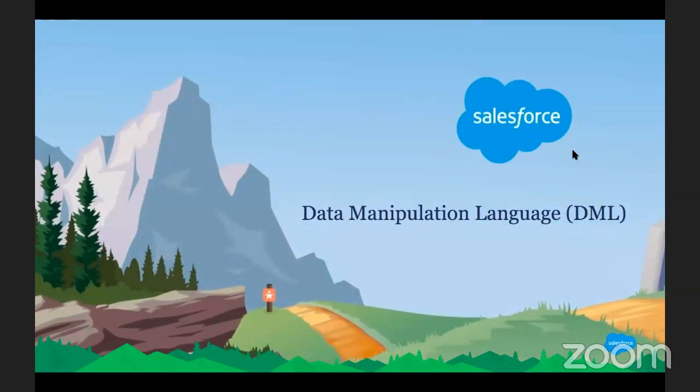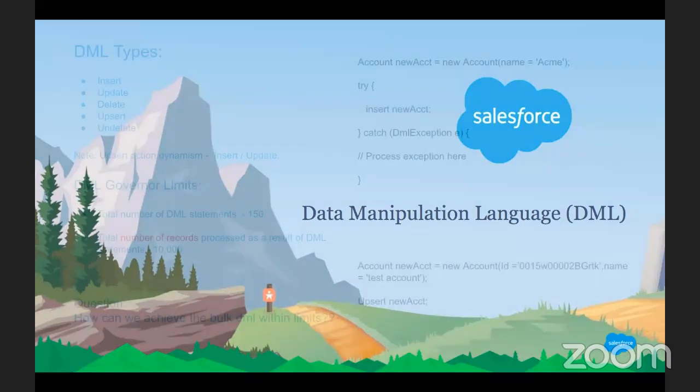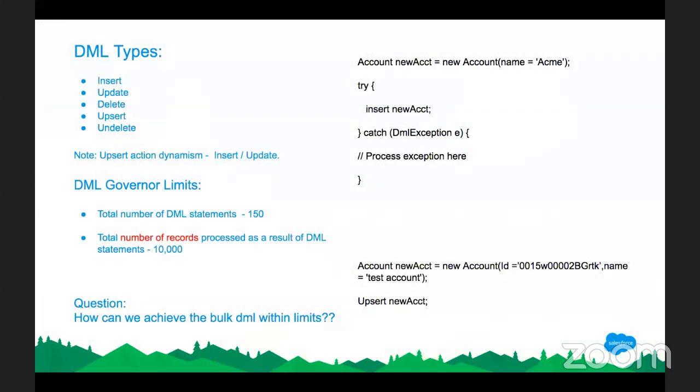Okay, now let's talk about DML. The DML types are insert, update, delete, upsert, and undelete, and we have one more DML type called merge. But in most use cases, our business logic will only use insert, update, and upsert most of the time. The delete, undelete and merge options, we will use very rarely.